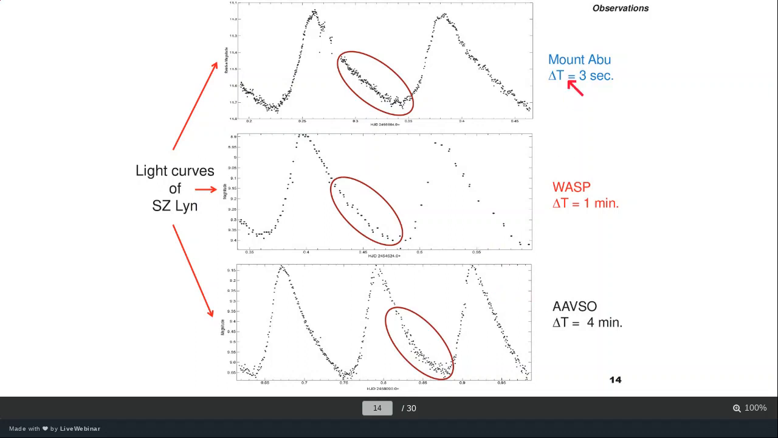But when you look at these three observations, we sampled our data set within 3 seconds. That means the UBVRI observation was done within 3 seconds. I mean, we have very high time resolution photometry. But if you look at the WASP, that is 1 minute resolution. So AAVSO is 4 minute resolution. You can see how important our light curve is.